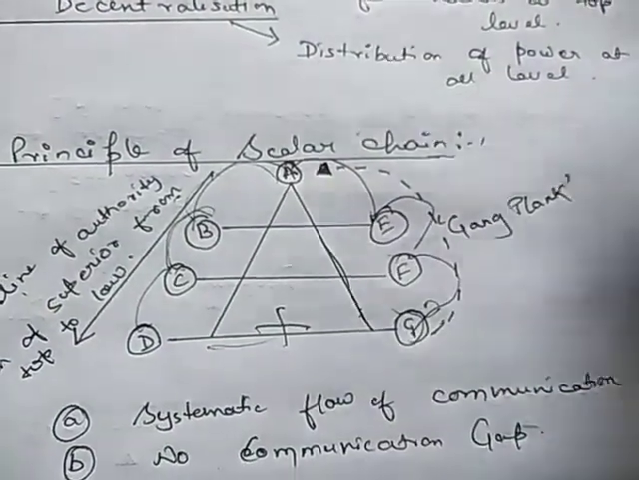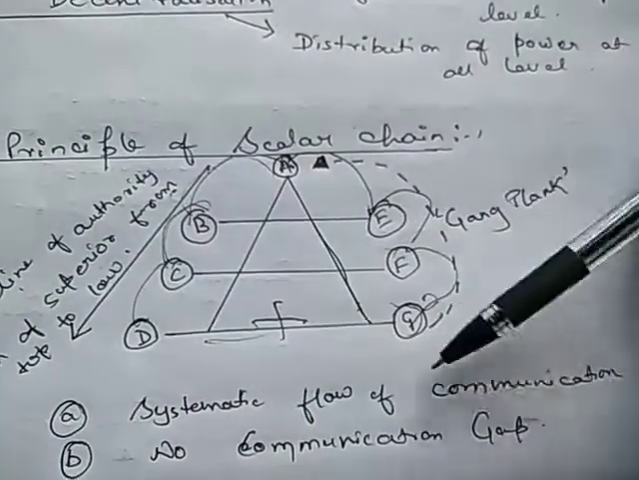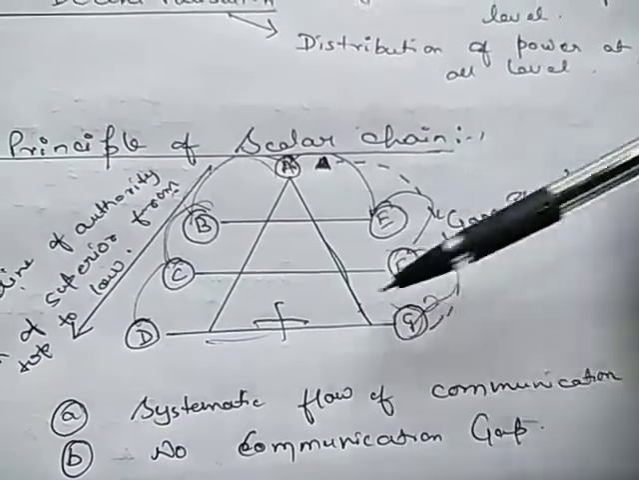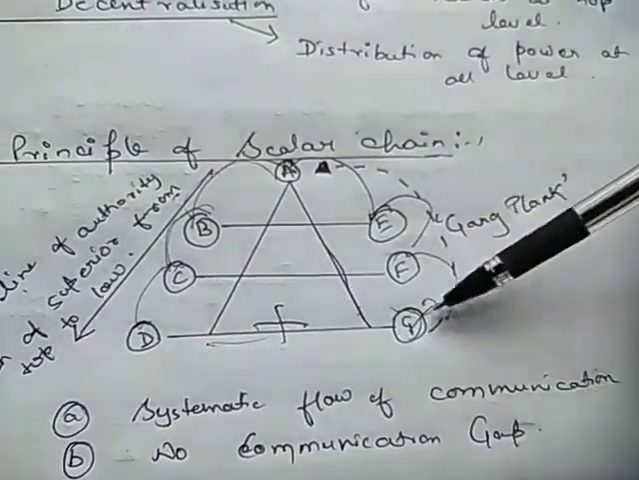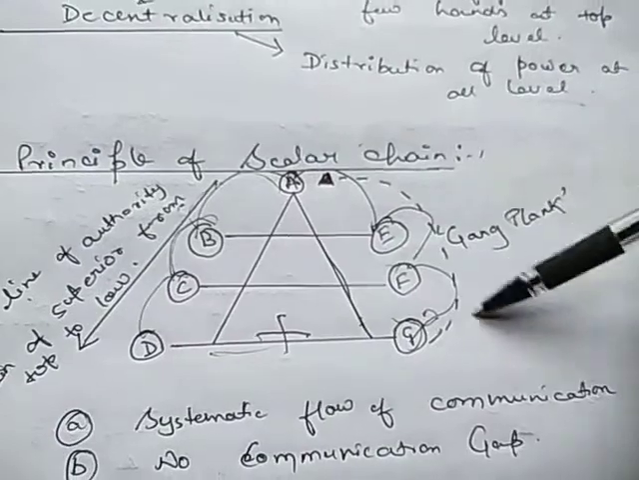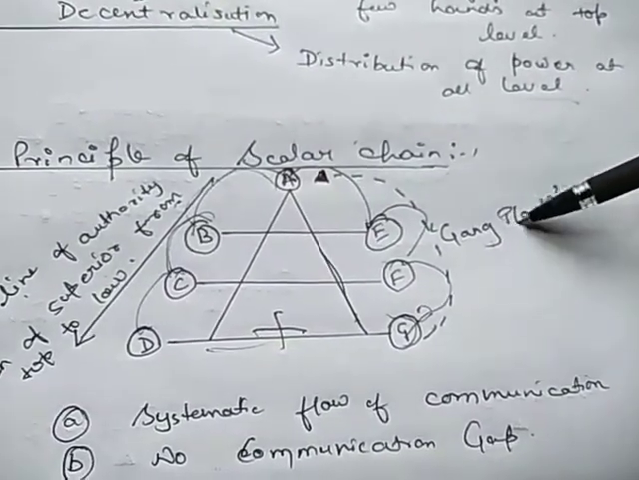But मान लीजिए अगर D के पास कोई बहुत इंपॉर्टेंट इन्फॉर्मेशन है G के लिए और वो बहुत इमरजेंसी वाली है, सो D जो है तब डायरेक्ट कम्युनिकेशन क्रिएट कर सकता है, जिसे हम गैंग प्लैंक कहते हैं. सो व्हाट इज गैंग प्लैंक?